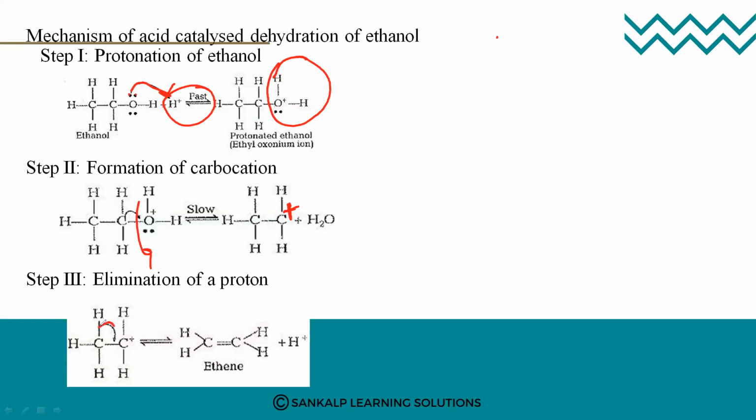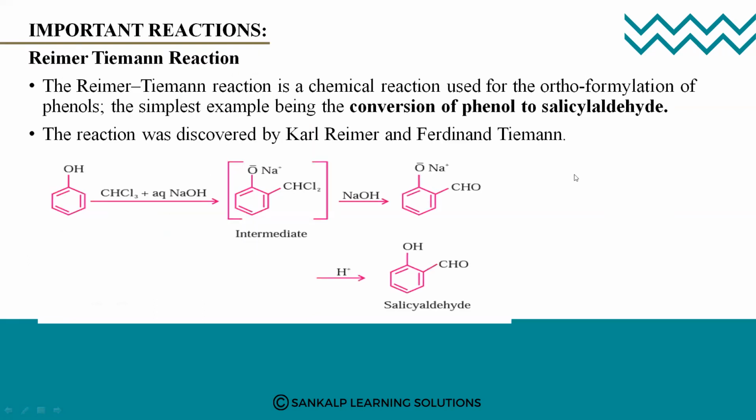There is an internal rearrangement taking place so that the carbocation which is formed is stabilized, and ethene is formed. So this is the mechanism of acid-catalyzed dehydration of ethanol. Very important reaction from the board point of view. Next we'll see some of the important reactions. This we have already studied in your classes in college, so we'll just have a quick glance at these reactions.